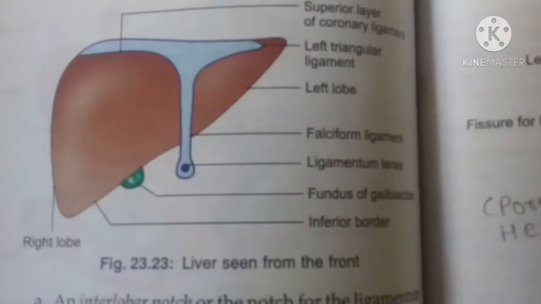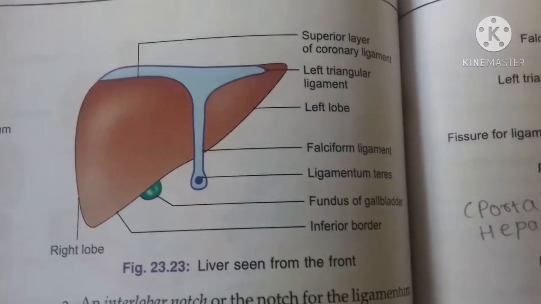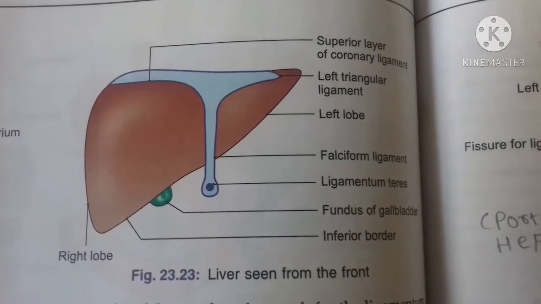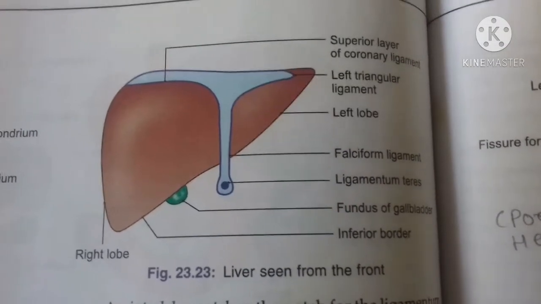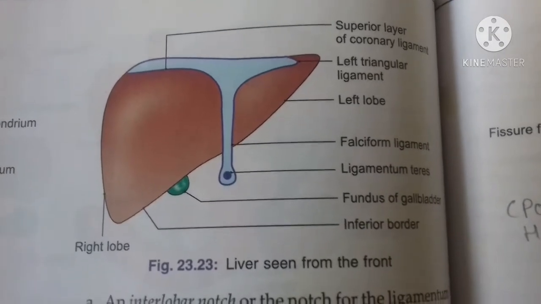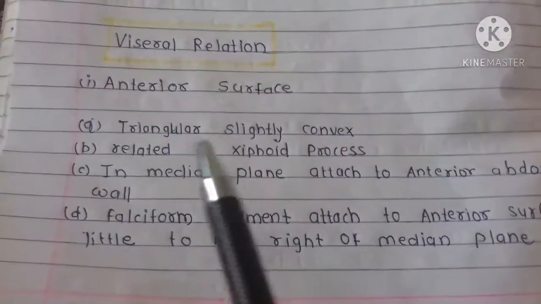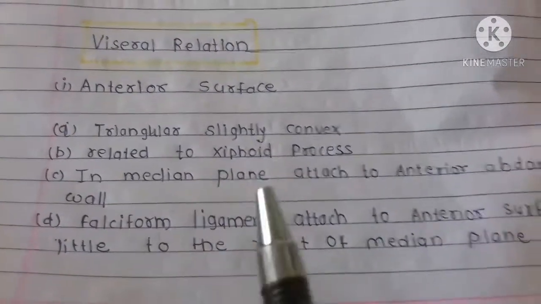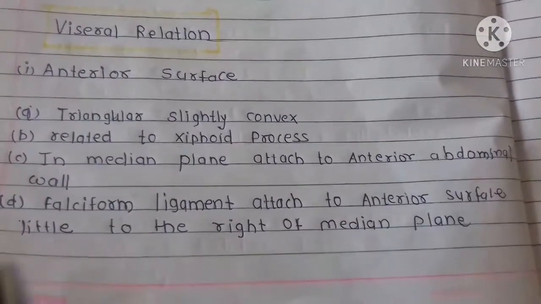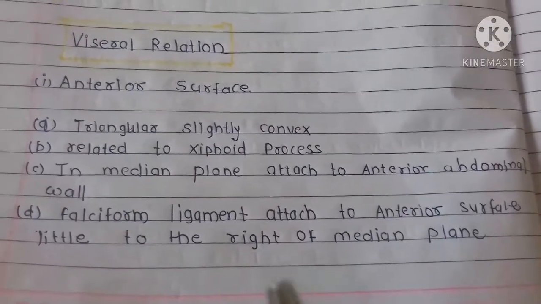Then the falciform ligament attaches to the anterior surface a little to the right of the median plane. In the visceral relation, the anterior surface is triangular and slightly convex, related to the xiphoid process. In the median plane it is attached to the anterior abdominal wall, and the falciform ligament is attached to the anterior surface a little to the right of the median plane.